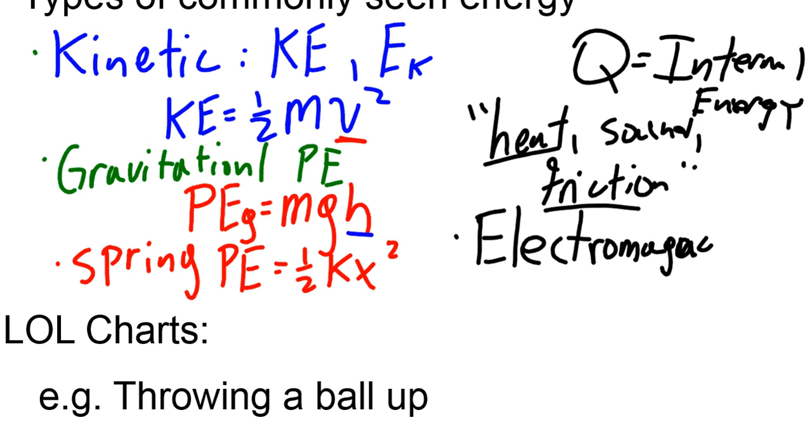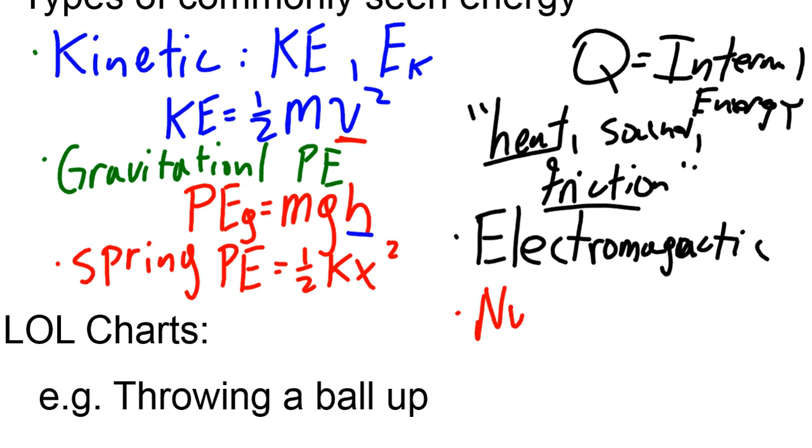Now, we haven't talked about this one yet, but because light is part of what's called the electromagnetic spectrum, or light is electromagnetic radiation, we refer to light energy as electromagnetic energy. Finally, one more worth discussing today.